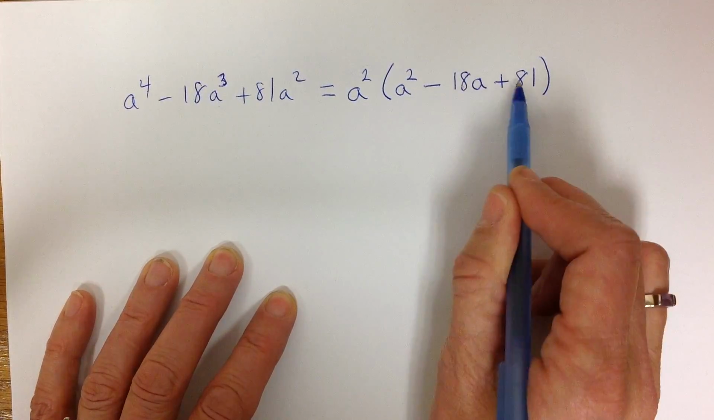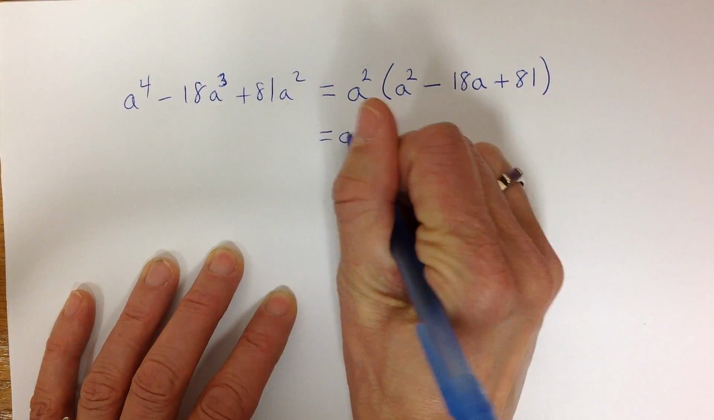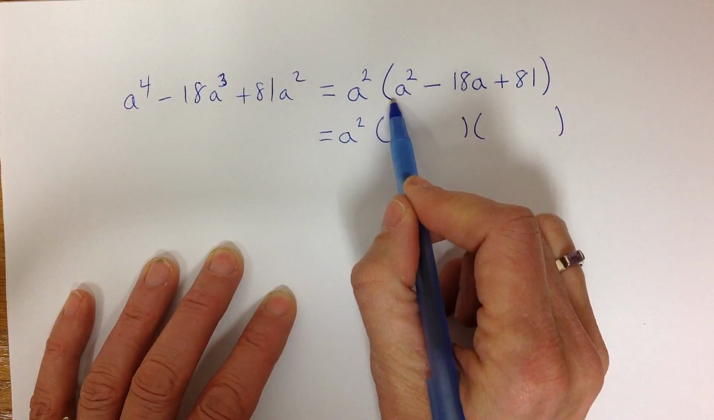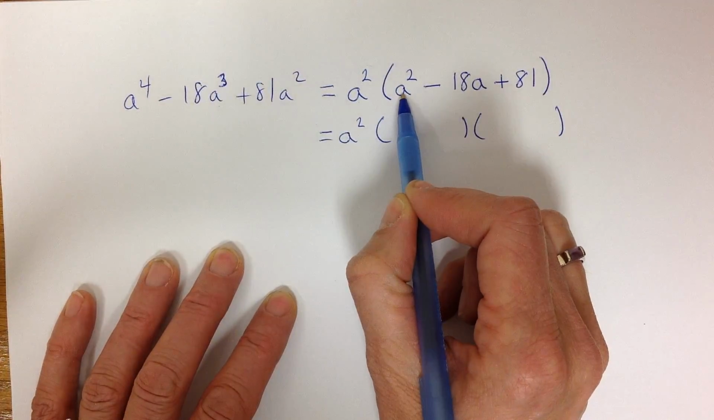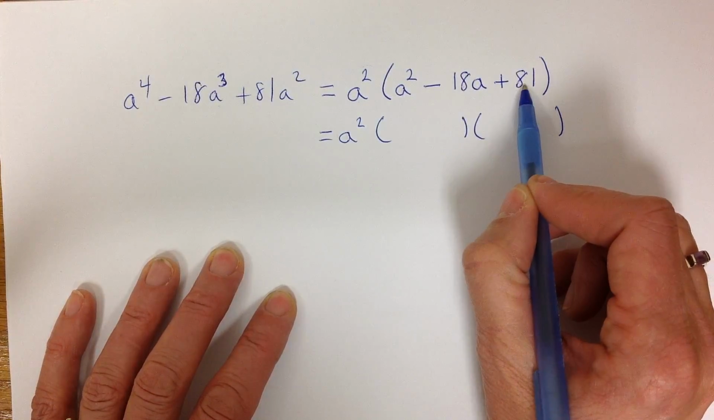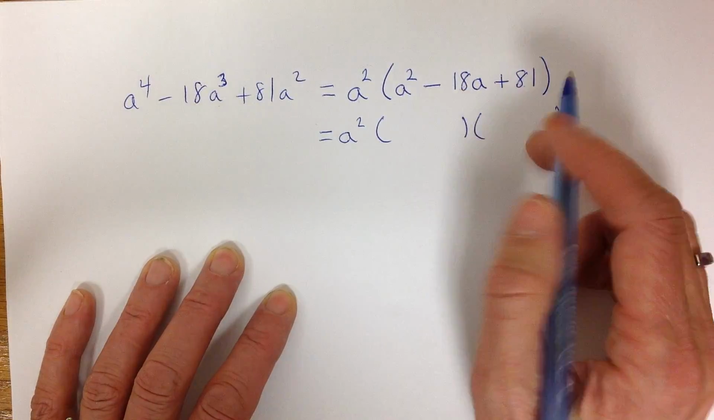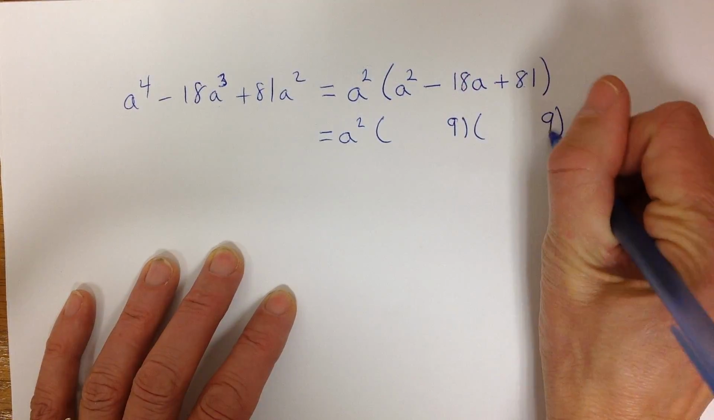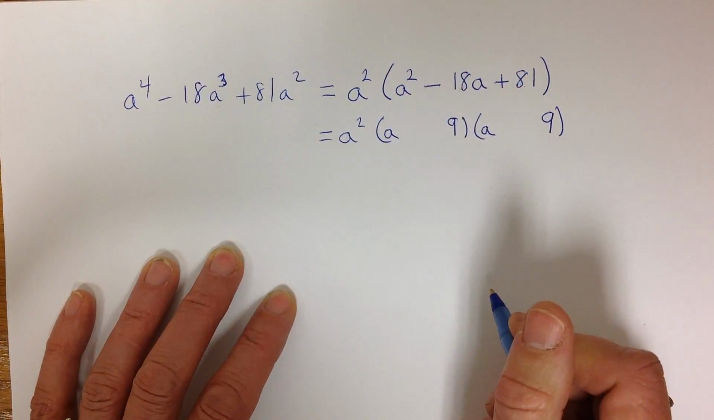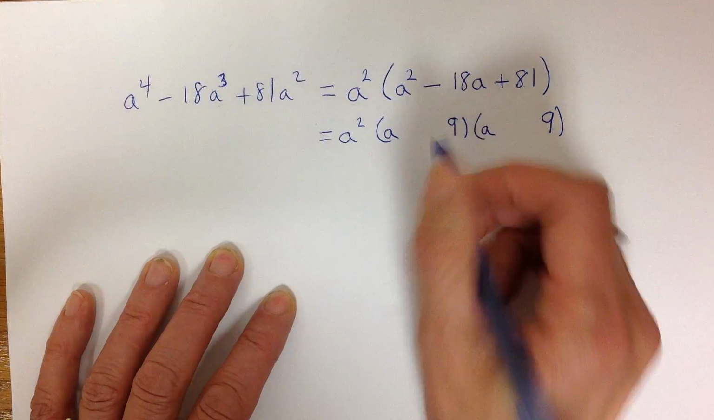I've got 1, 2, 3 terms, so if it factors, it's going to be a binomial times a binomial. There's a coefficient of 1 in front of the a squared, so this is one of the easier ones where I have to think about what numbers multiply to get 81 and also add to get 18. And that's going to be a 9 and a 9. To get a squared, I need an a and an a. This tells me the signs are the same, and they are both a minus.